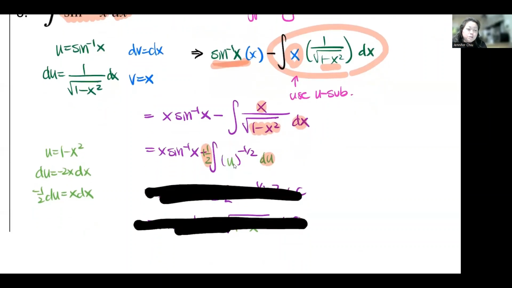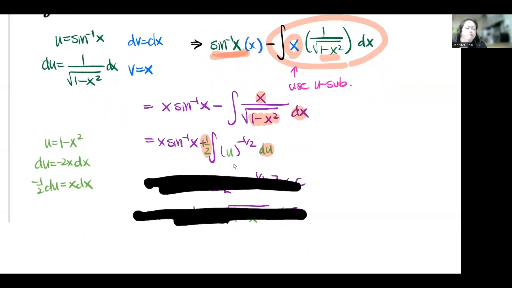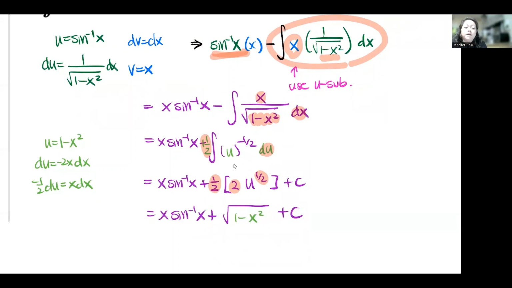Okay, so now this is much more doable. I have x sine inverse of x, that's already done, I don't need to worry about it. You have 1/2 integral of u to the negative 1/2 du. Okay, now I can take the antiderivative. So you still have your x sine inverse of x plus 1/2, and now you have your u to the 1/2 power multiplied by the reciprocal, which is 2 out here, and this will reduce out the 1/2 out here. So your final answer should be x sine inverse of x plus u to the 1/2, which is the square root of 1 minus x squared, and then put your plus c, your constant, at the very end.